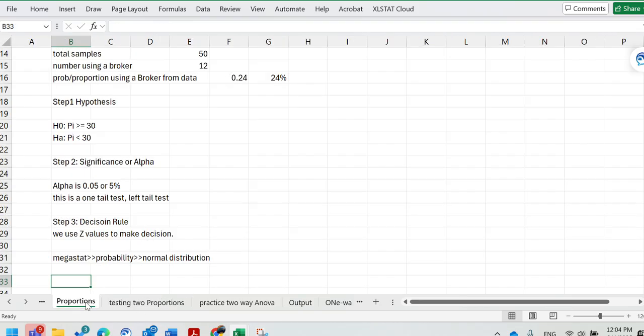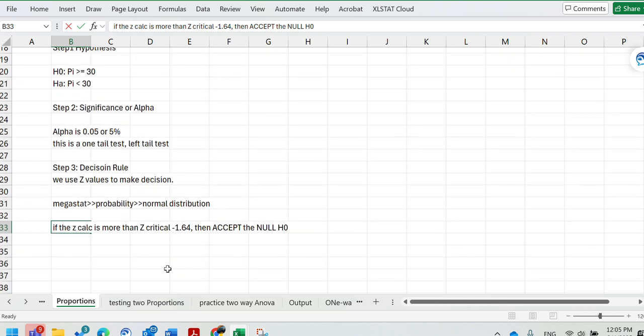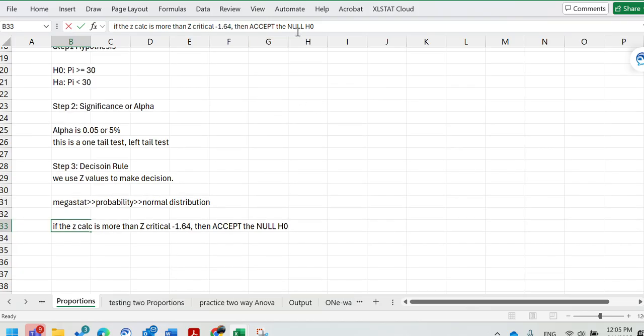So I go to proportion and I now write the decision rule. If the Z calculated is more than the critical, which is minus 1.64, then accept the null H naught. So this is my rule.